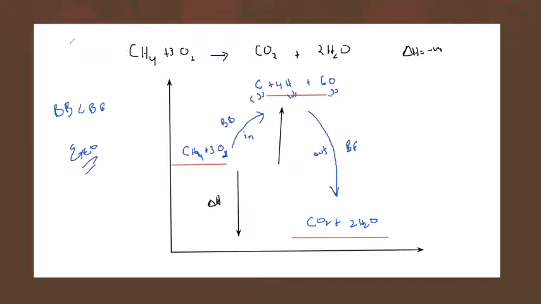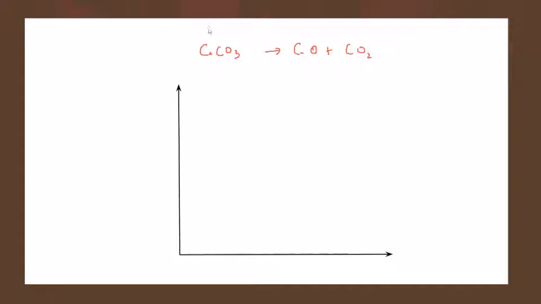This is for exothermic reactions, but the same thing will be there for endothermic reactions. Like if you want to make it for endothermic reactions, say the thermal decomposition of calcium carbonate. So thermal decomposition of calcium carbonate, CaCO3, results in the formation of calcium oxide plus carbon dioxide. So in endothermic reactions, reactants have low energy and the product has a high energy.